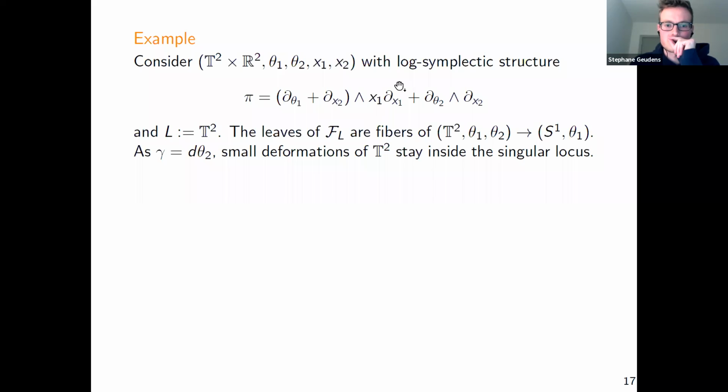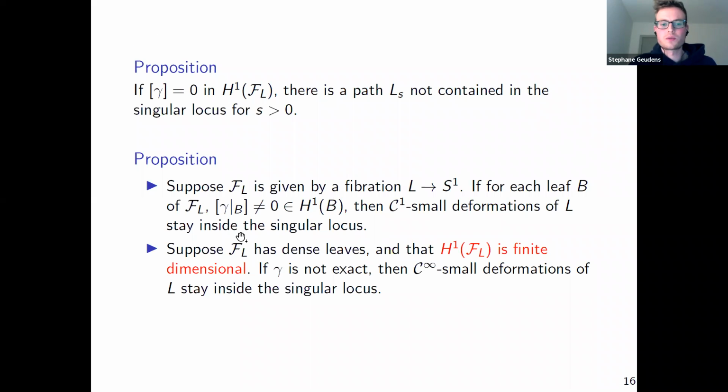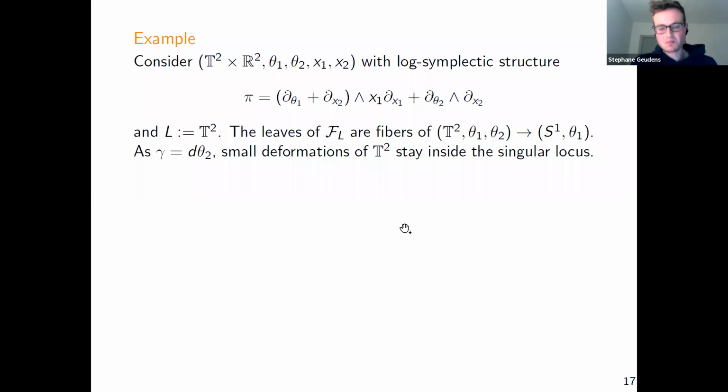So here's an example where, well, the formula doesn't really matter, but just the Lagrangian is T2, and its induced foliation is a fibration. And in this case, gamma is d theta 2, which is not exact on the fibers. The fibers are copies of S1. And so we are in the situation of the first part of the proposition. So small deformations stay inside the singular locus.